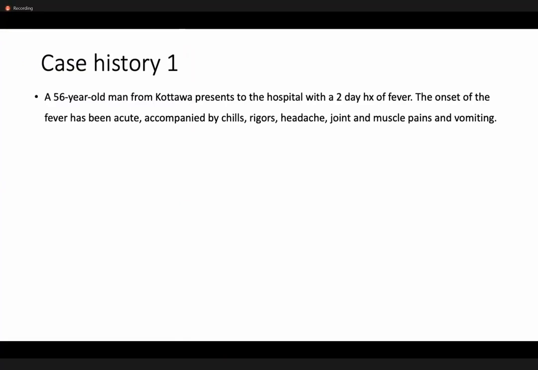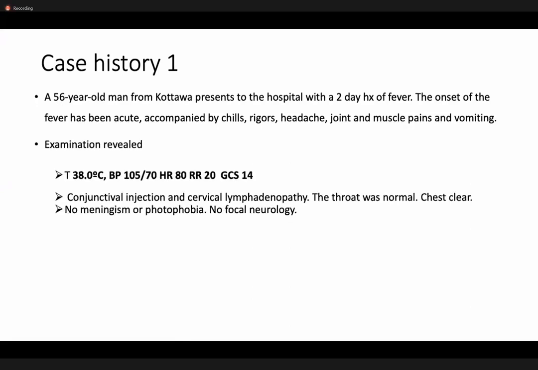So a 56-year-old man from Ottawa presented to the hospital with a two-day history of fever. The onset of the fever has been acute, accompanied by chills, rigors, and headache, and joint and muscle pains, as well as vomiting. On examination, he had a temperature of 38, blood pressure of 105/70, heart rate of 80, respiratory rate of 20, and a GCS of 14.